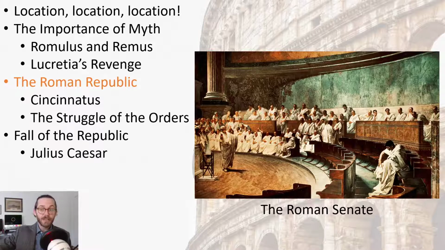There was a Senate that was elected. There were consuls who were elected. We'll talk about those in a second. The Senate is probably the most famous institution from the Roman Republic. The Senate was essentially an assembly of aristocrats. You had to be an aristocrat, you had to be noble, to be in the Senate. You couldn't be a commoner, a common-born person.